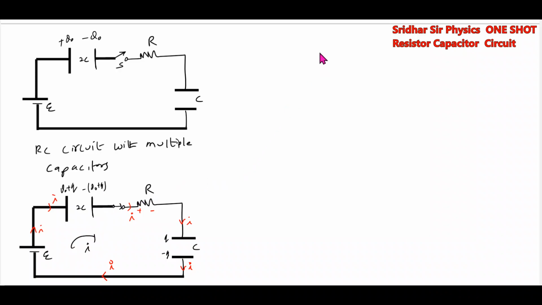The current will take this path. Then we'll see how the capacitor will behave like a cell at that instant. If it is uncharged, it will behave like a short circuit. We'll calculate the current at t equals 0, where all capacitors are there. A charged capacitor you should replace with a cell, and an uncharged capacitor you have to replace with a short circuit. This is a very important concept.